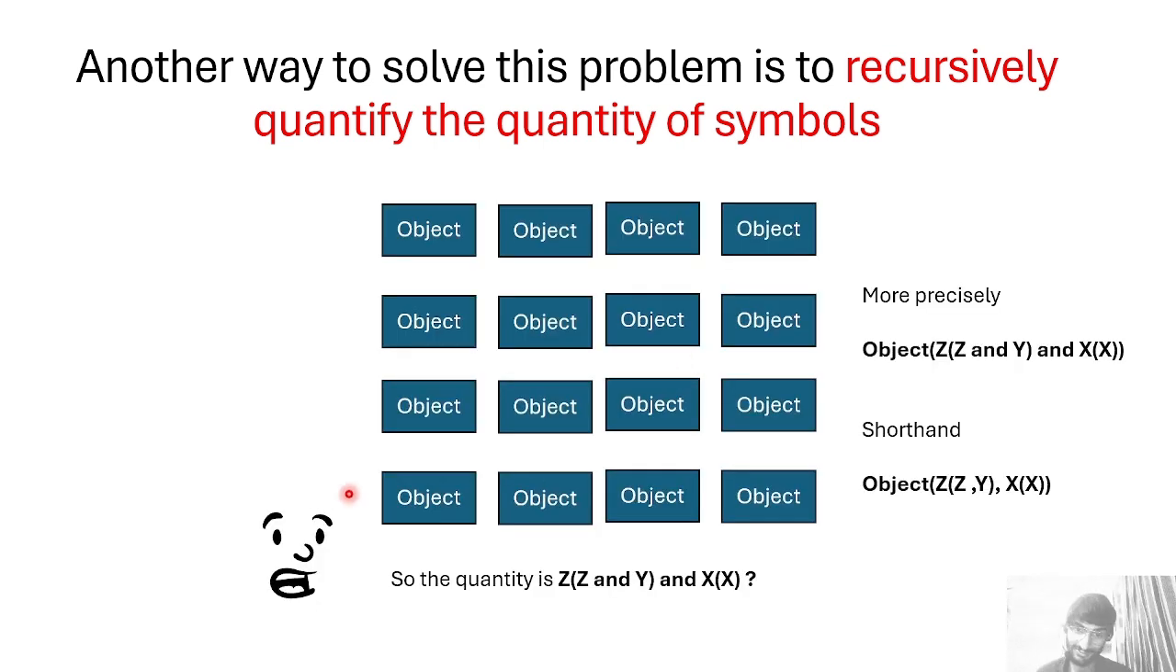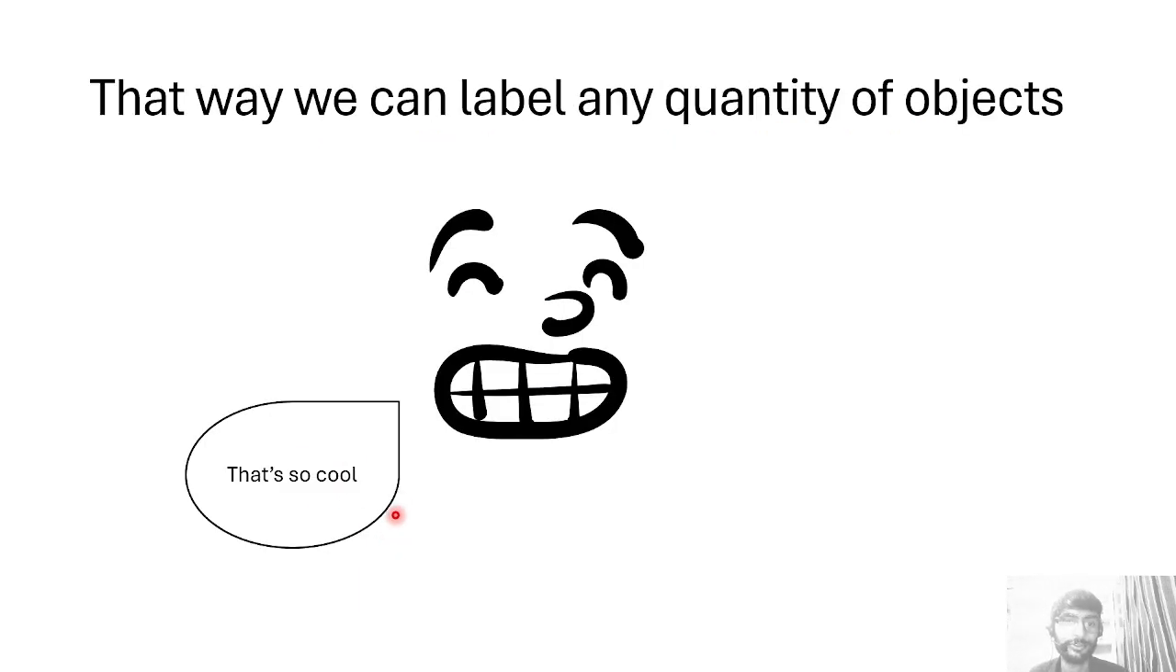So the correct answer is this: Z has this quantity, X has this quantity. And so we know more precisely that the object we are representing has this quantity, in which the Z symbols have this quantity, X has this quantity. This whole notion, this whole string, can have a shorthand, which is this. You can replace the 'and' by the comma. So Frank seems satisfied with it. Frank got it. Let's move on.